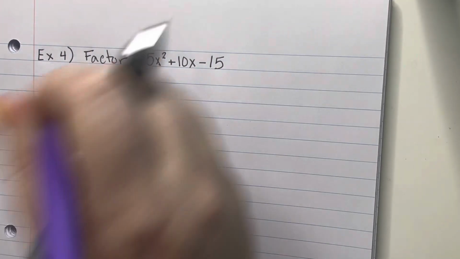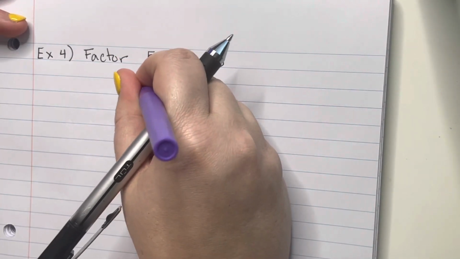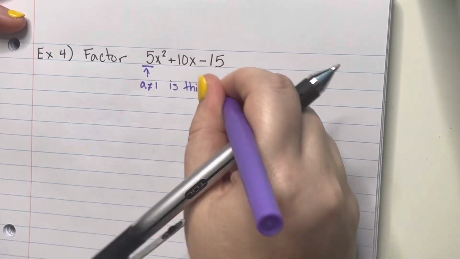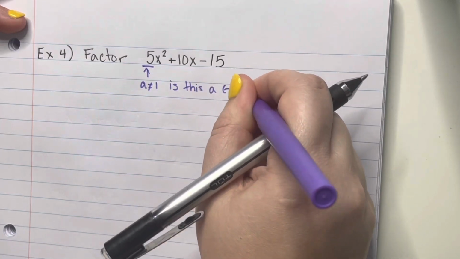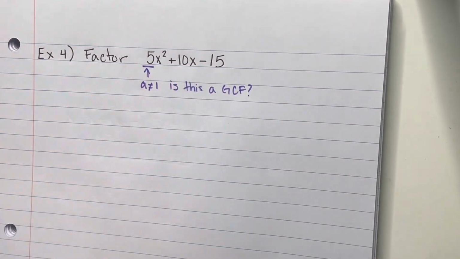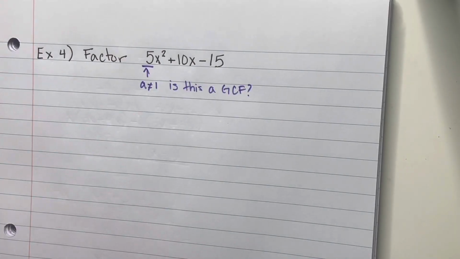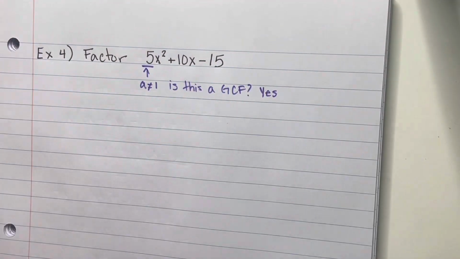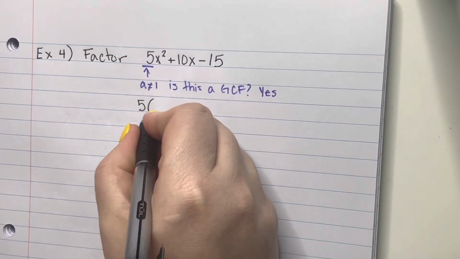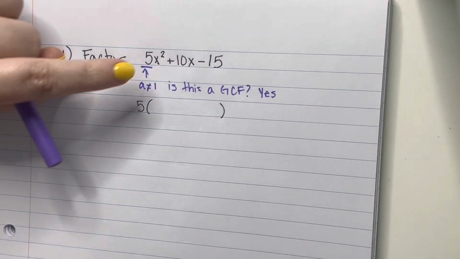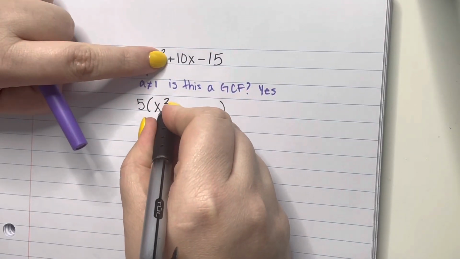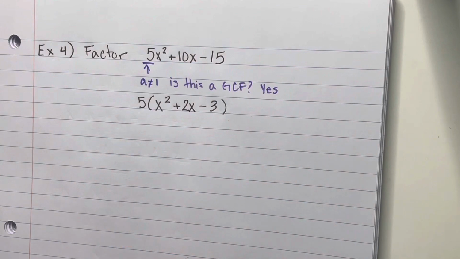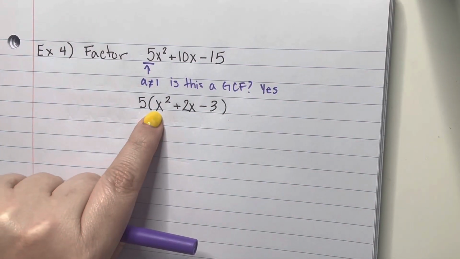So when you have a leading coefficient other than 1, we say a is not equal to 1. Then we ask ourselves, is this a GCF? Does every term in the problem divide by 5? In this specific example, the answer is yes. So to factor this, we take out the 5 from each of the 3 terms. That leaves us with x squared plus 2x minus 3. Now we can proceed with trinomial factoring when a is equal to 1.